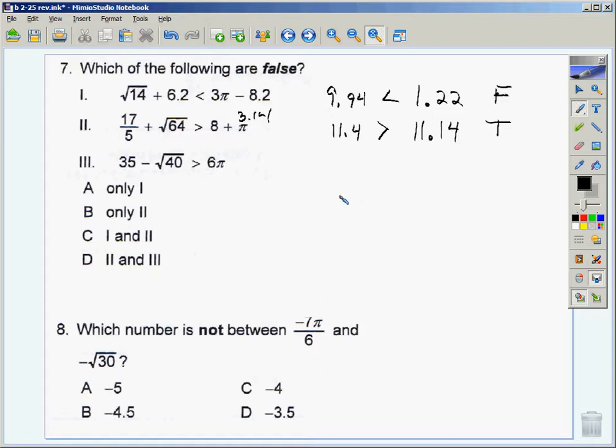35 minus the square root of 40 is approximately 28.68. And it says it's going to be greater than 6 times pi, which is going to be approximately 18.84. Is that true? Yes. Which of the following then are false? The only one that was false was number 1, which is why A is the correct answer for number 7.